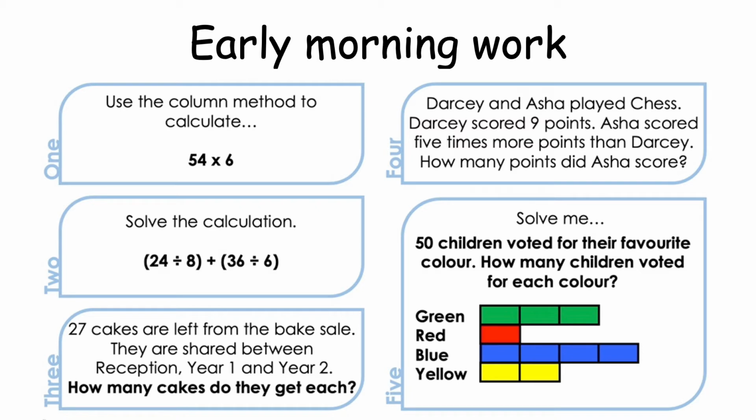So green, you've got 3 blocks. So 3 times 5 is 15. Red, you've got 1 block, so that's 5. Blue, you've got 4 blocks, so 4 multiplied by 5 is 20. And yellow is 2 blocks, so 2 multiplied by 5 is 10.